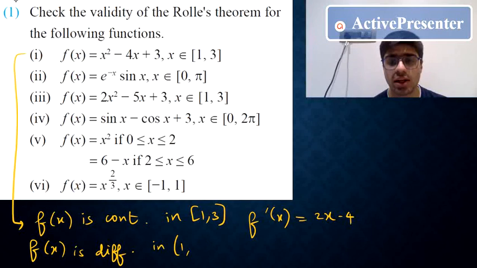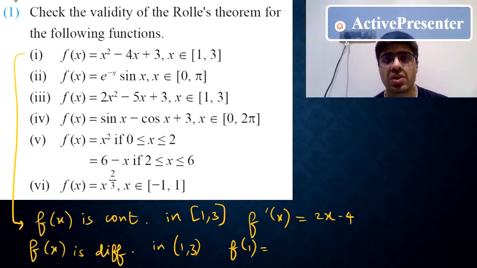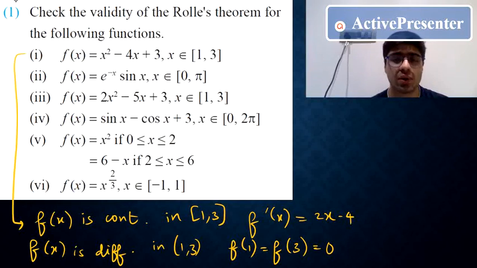We just need to write that 1 and 3 in round brackets when we talk about differentiability. And the first two conditions have been satisfied. F of 1, if you put that 1 here, it will be 1 minus 4 plus 3, which is equal to 0. Put 3 also in this same function, and you will have 9 minus 12 plus 3, which is also equal to 0. So f of 1 and f of 3 both are equal to each other, which is basically equal to 0.